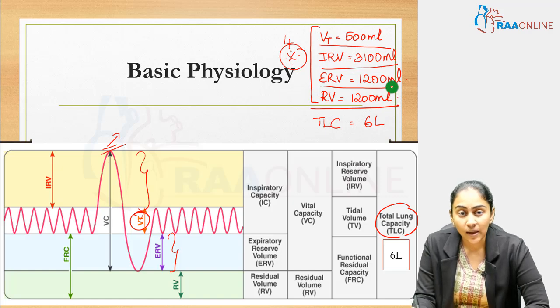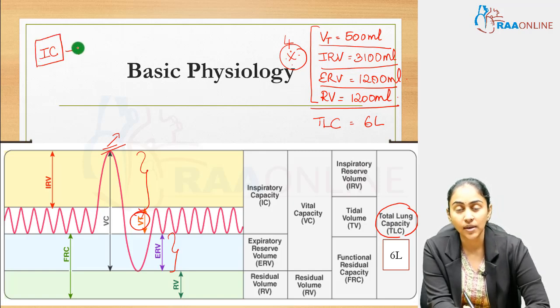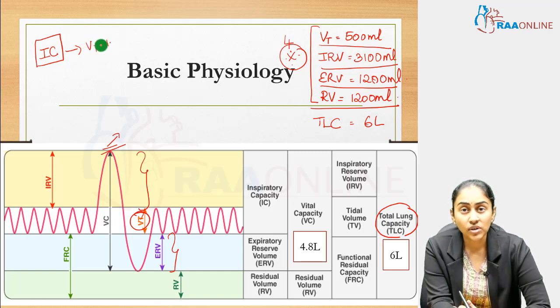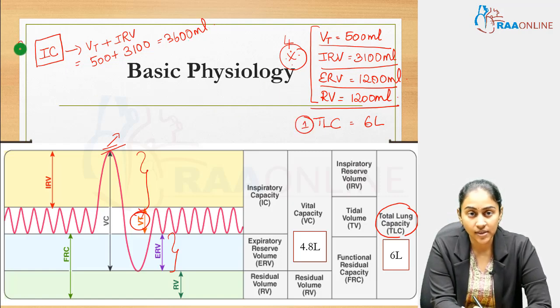Now, what are the other capacities? There is something called the inspiratory capacity. Inspiratory capacity is the total amount of air that a person can take in during a forced inspiration. So that means it is tidal volume plus inspiratory reserve volume. So this is going to be 3600 ml. So we've seen one capacity, we've completed yet another capacity.